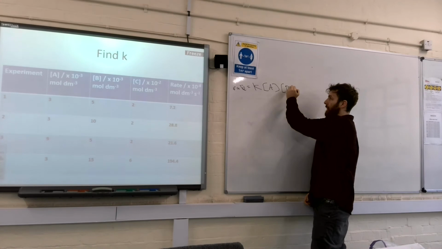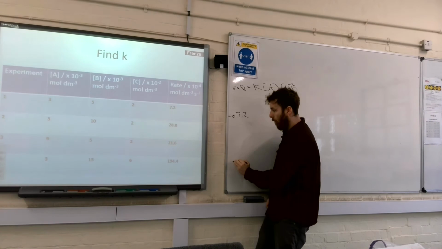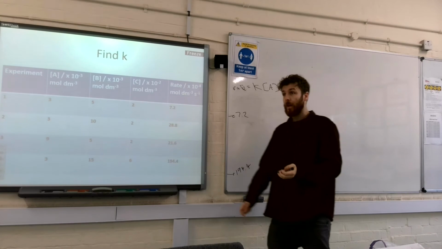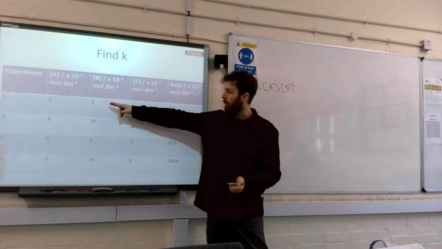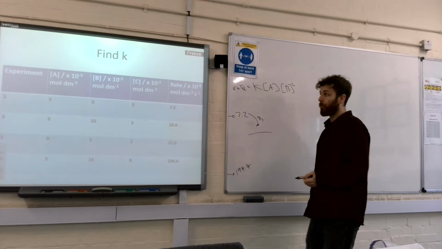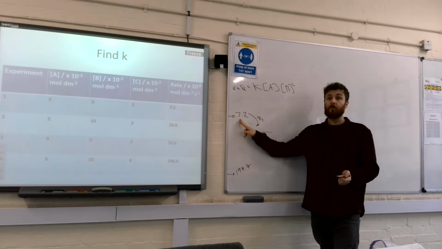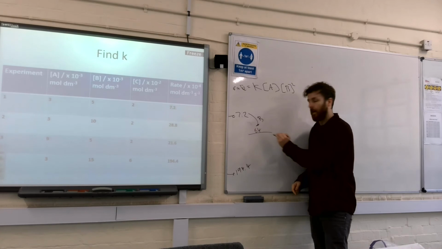So for C, I would look at experiments 1 and 4. And the two chemicals that have changed between experiments 1 and 4 is C and B. I already know B, so let's figure out the effects of B first. Between experiments 1 and 4, conc of B is increased by a factor of 3. As B is second order, that would increase the initial rate by a factor of 3 squared, which is 9. So 9 times 7.2, anyone got that? 64.8. Thank you very much.